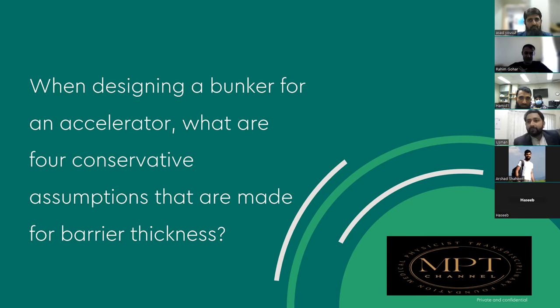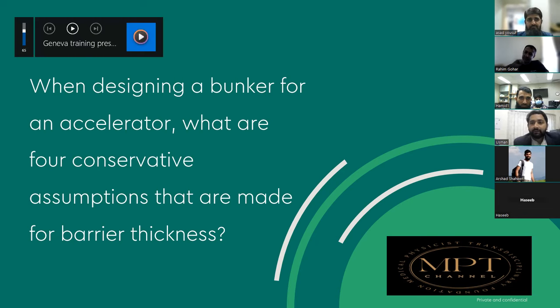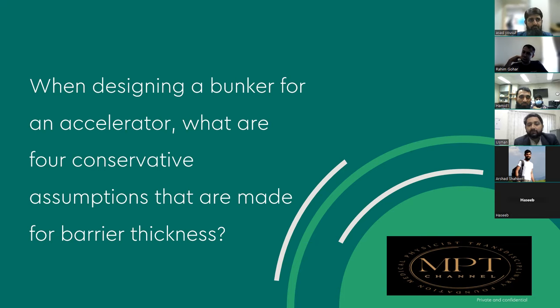Okay, sir. Assalamu alaikum. My name is Usman. The four assumptions would be, first of all, we'll use 0.02 millisievert per week, which is the public dose rate. And secondly, we will add HVLs, 1 TVL or 2 TVL, for the secondary and primary leakage radiations.